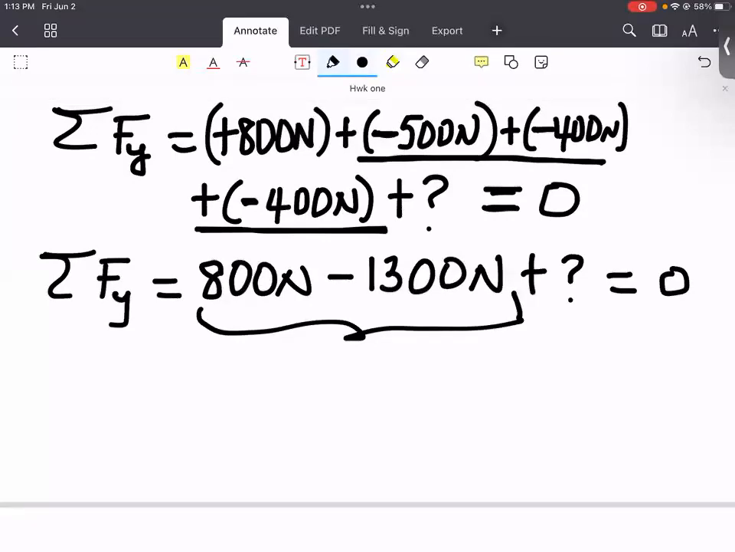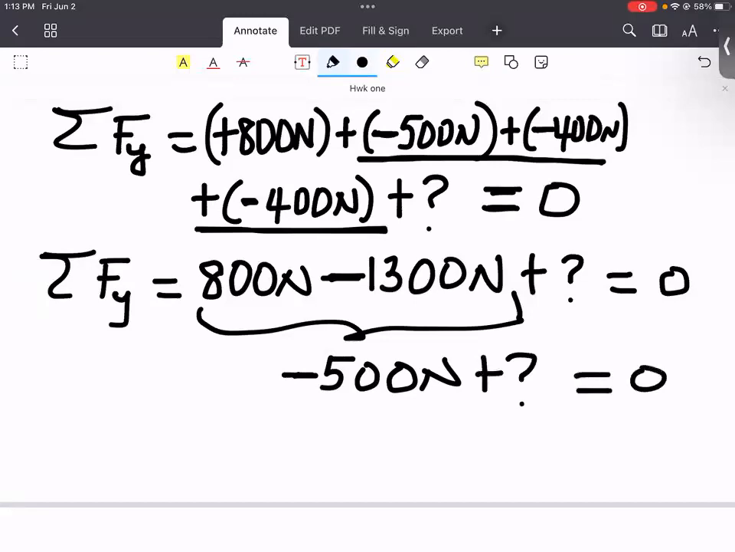800 newtons minus 1300. What am I going to get? What's the difference? 500. That gives me 500 newtons, but with a negative sign, because this is the minus here, 1300. So the difference between the two has to be computed, and the difference between 800 and 1300 is 500. The sign will be the sign of the larger number, which is minus here, so minus 500, plus question mark equal to 0.